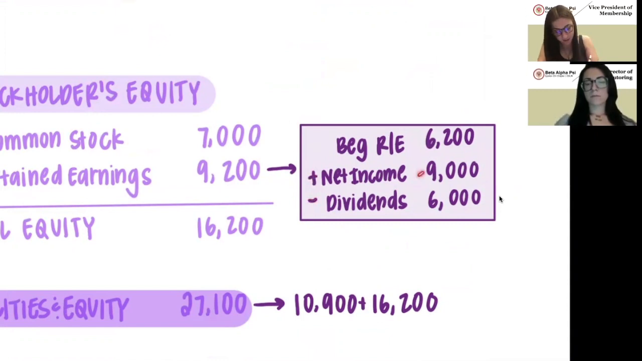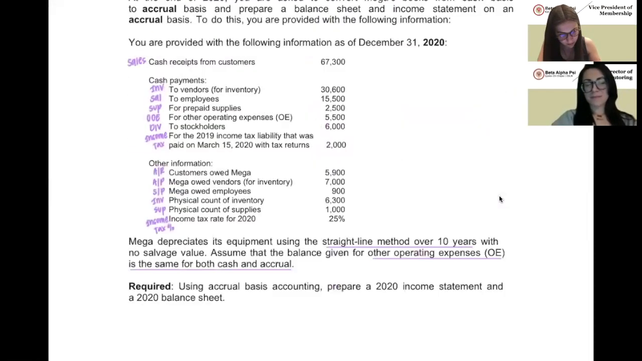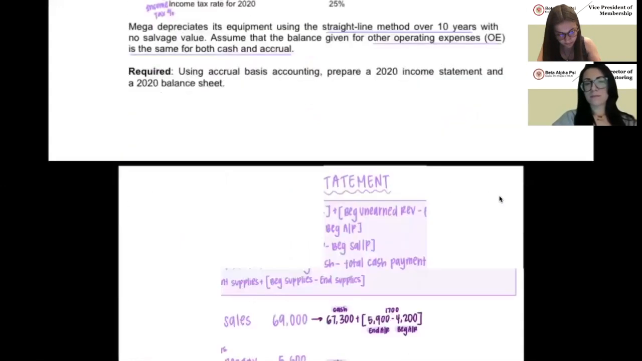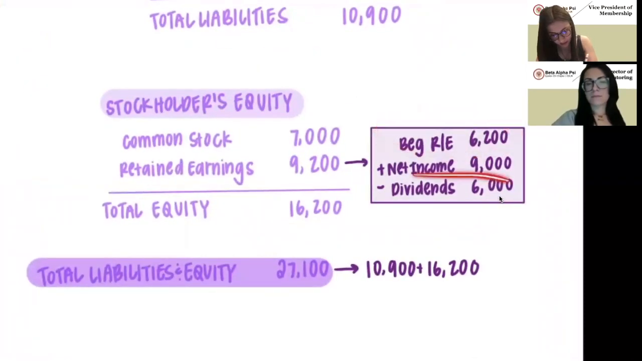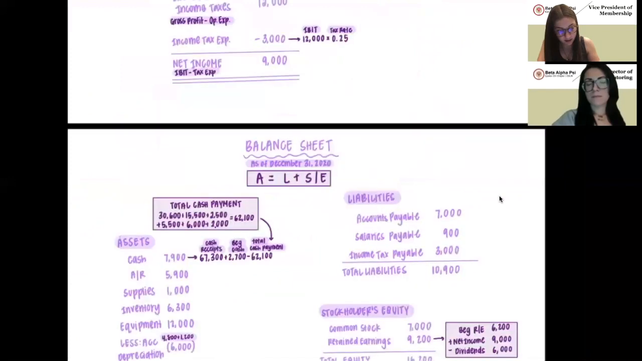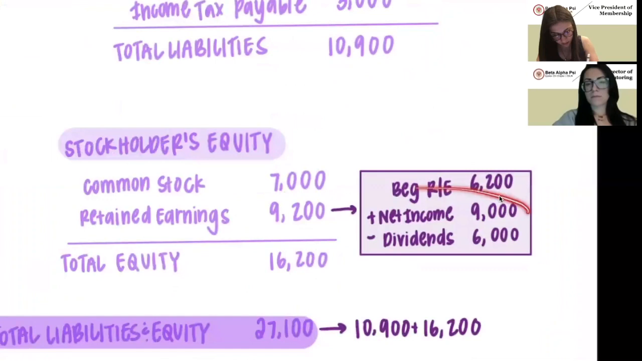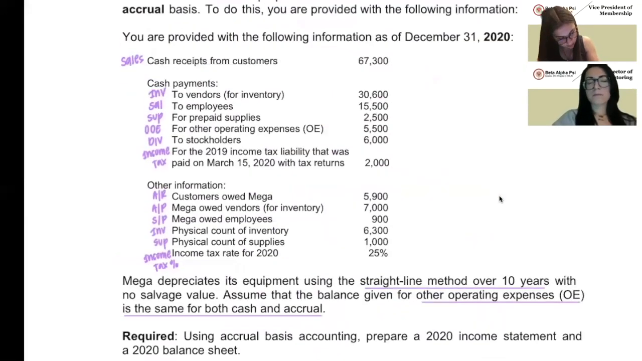This is why we needed to do our income statement before our balance sheet. So beginning retained earnings is going to be 6,200. Our net income, we're going to grab from our income statement, 9,000. And then our dividends, they tell us what they paid to the stockholders during the year. To stockholders, 6,000.